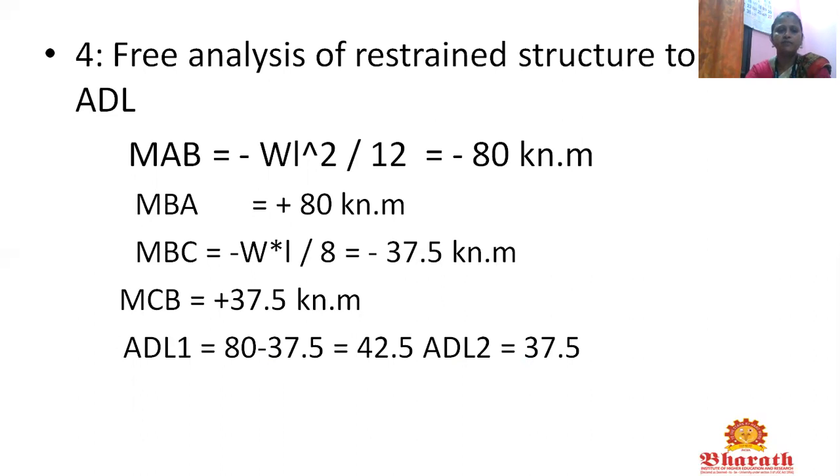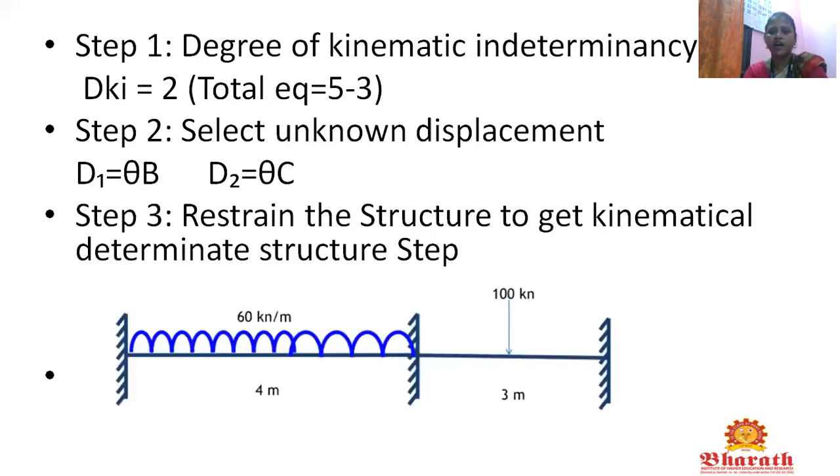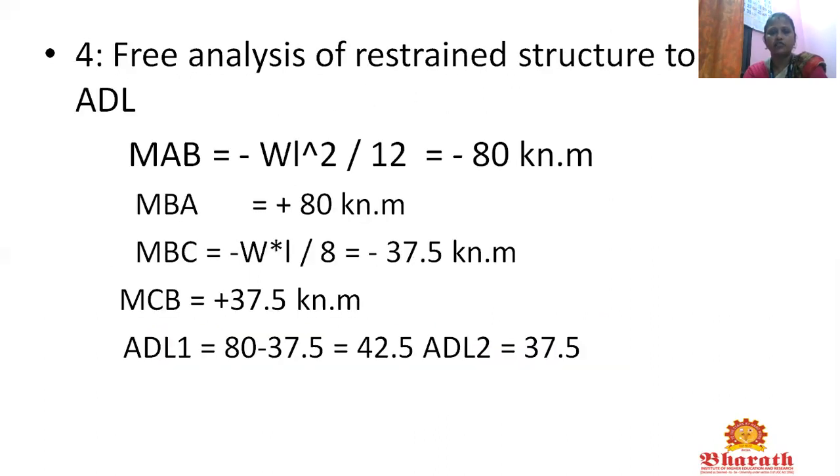Next, coming to CB. The moment for CB uses the same formula, but the sign convention is plus. So the formula is plus WL by 8. Substitute W as 100 kilonewton, so 100 into L, 3 meters, divided by 8. You'll be getting the same value with the plus sign, plus 37.5 kilonewton meter. Next we have to calculate ADL.